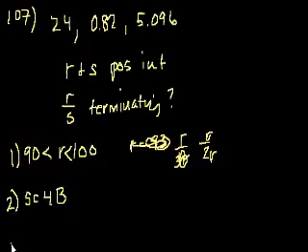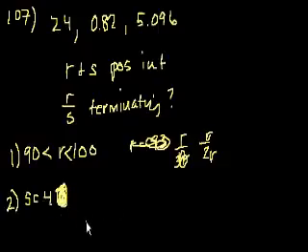If r and s are integers and the ratio, s is equal to 4b, where did this come from? Let me look up. I think this is a typo. Oh yeah, when I look at the solution, they say s is equal to 4. So that's definitely a typo. S is equal to 4. Okay, that makes a lot more sense.